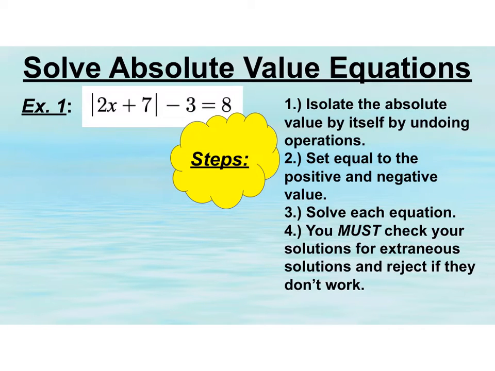To recap the steps, you want to isolate the absolute value by getting it by itself by undoing operations. You have to add or subtract, you have to divide. Then you want to set it equal to the positive and negative values of that number. Go ahead and solve each equation, and you must check your solutions. You want to see if you have any extraneous solutions that you will have to reject if they don't work.